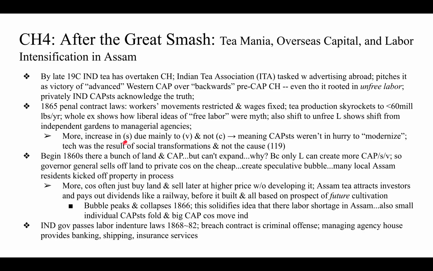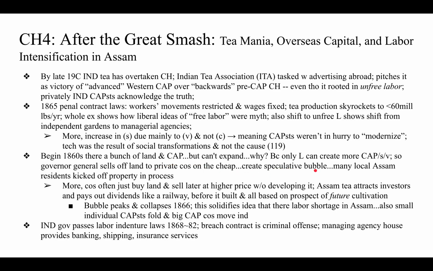And this facilitates more capital accumulation. So beginning in the 1860s, there was a bunch of land and capital, but they couldn't be expanded. Why? Because only labor can create more capital surplus value. So the Governor General sold off land to private companies on the cheap.